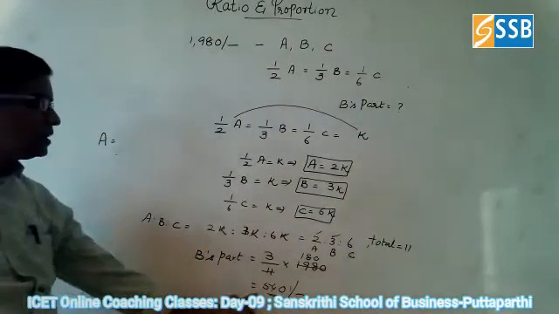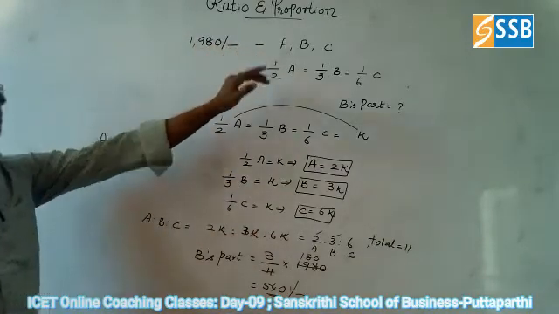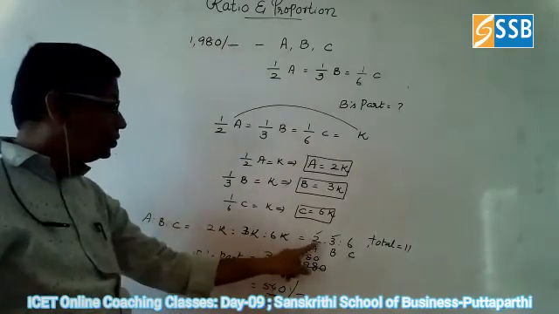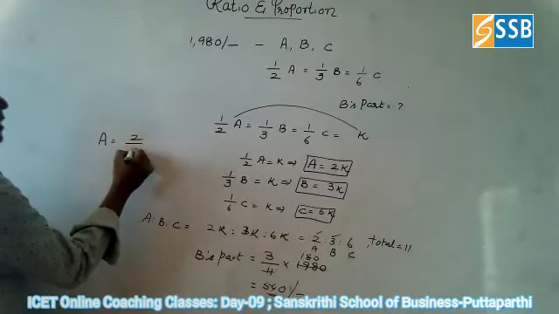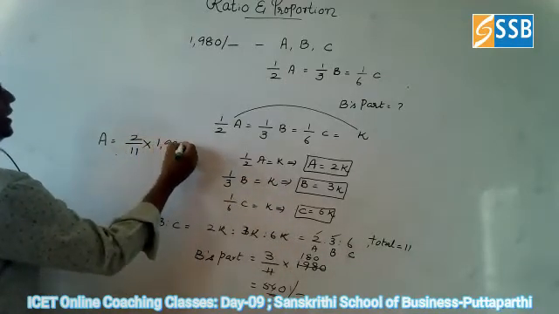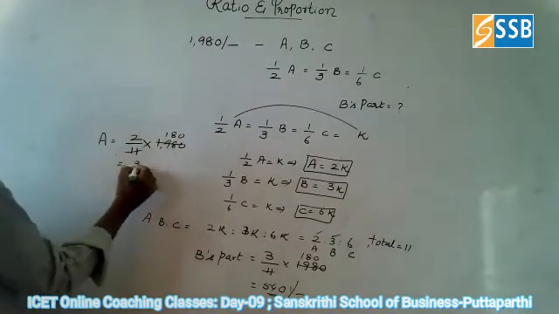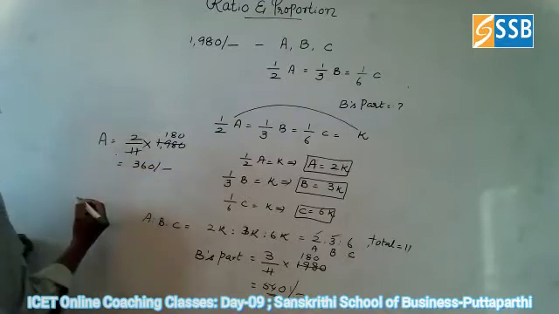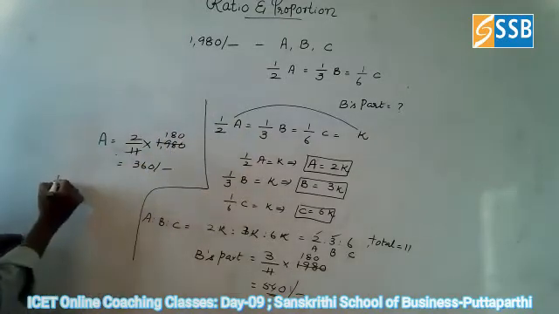Sometimes in the B's part question, they may ask what is A's part. A's part is equal to, what is the A ratio? A's part is 2. So 2 divided by 11 into 1980. 11 ones are 11, 11 eights are 88. 360 rupees. What is this? This is A's part. Now you can go for B's part.